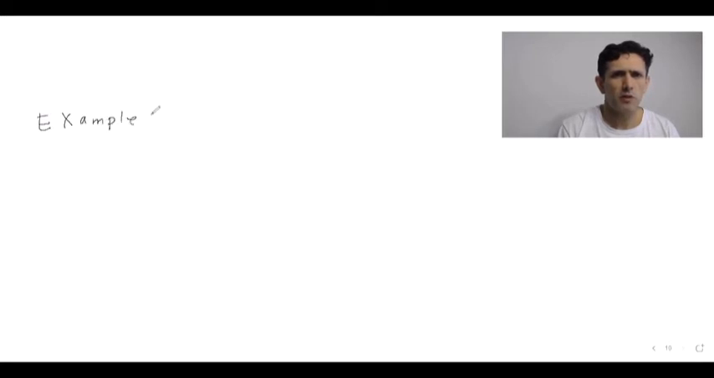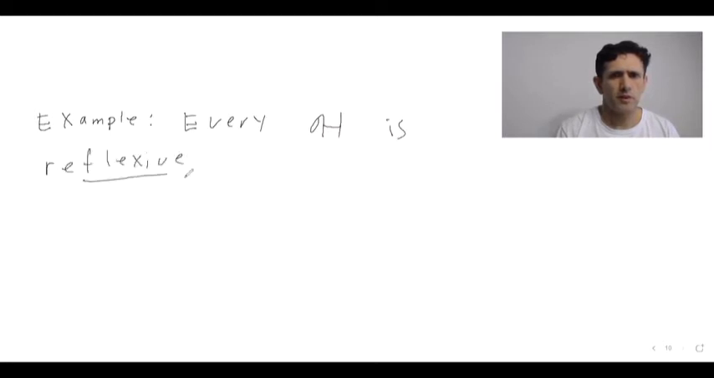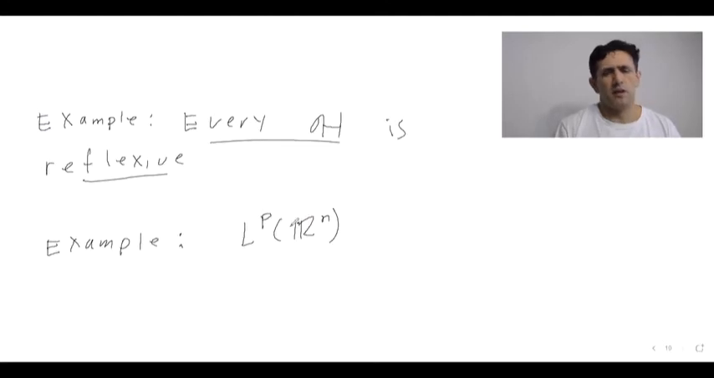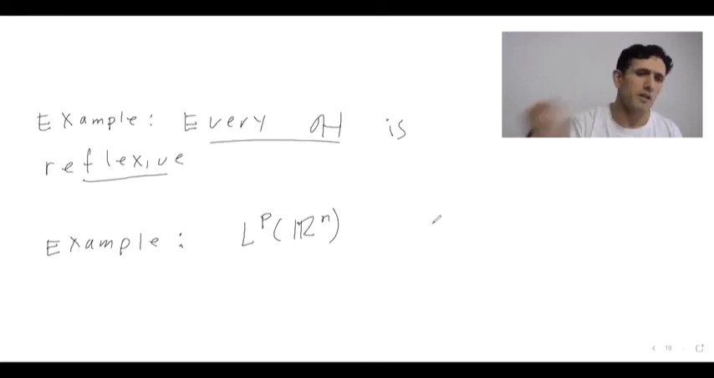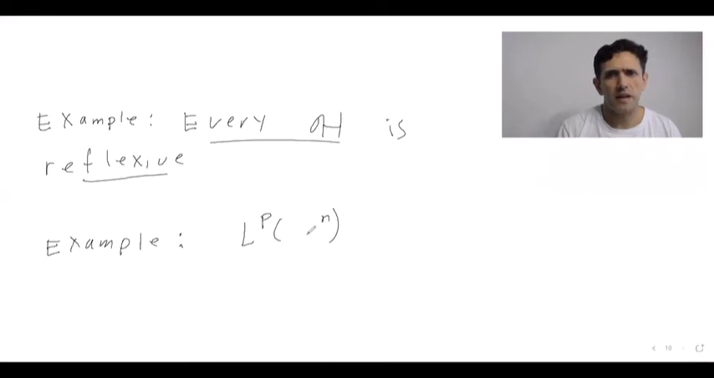I'll leave this one for homework: every Hilbert space H is reflexive. Let me prove that LP is reflexive. And if you carefully do this, most textbooks or research papers will just say the dual of LP is LP prime, and the dual of LP prime is LP, if P is between 1 and infinity. Hence, it's reflexive. That's technically removing a whole lot of detail there.